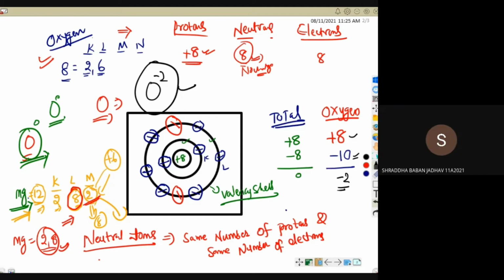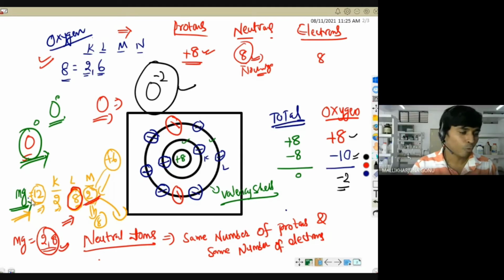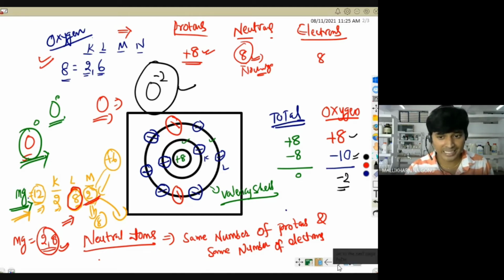Yes, sir. Now all of you should tell me what is the charge of magnesium now. Magnesium का charge कितने हैं अभी? All of you should calculate quickly. After completion, please raise the hand.